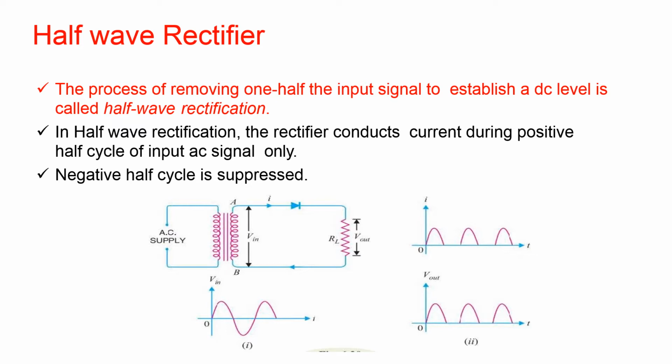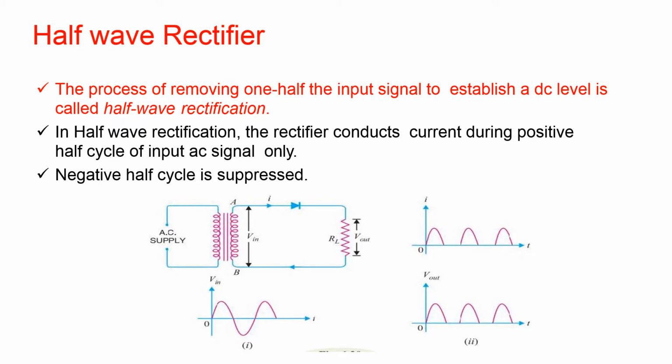Okay. Now in half wave rectification, the thing to remember is that the rectifier conducts current during the positive half cycle of the input AC signal only. The negative half cycle will be suppressed in that case.